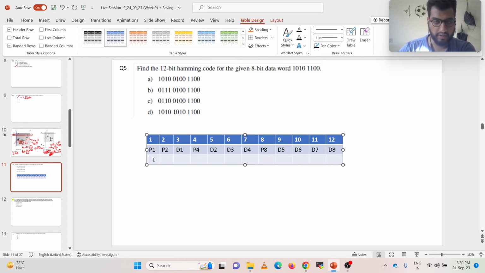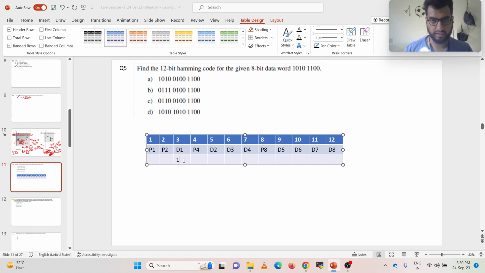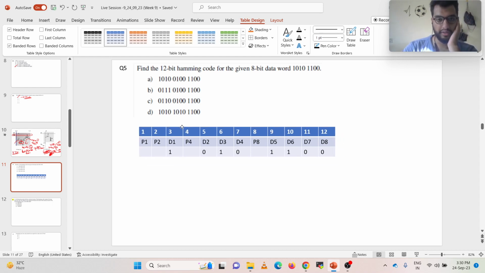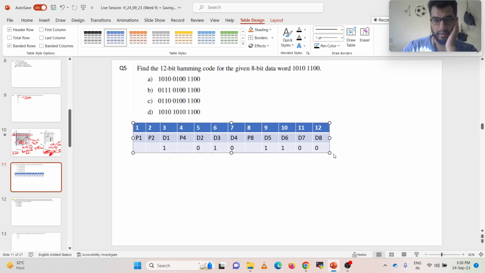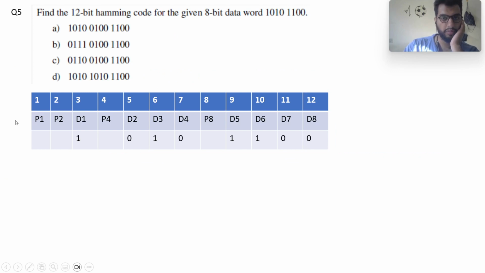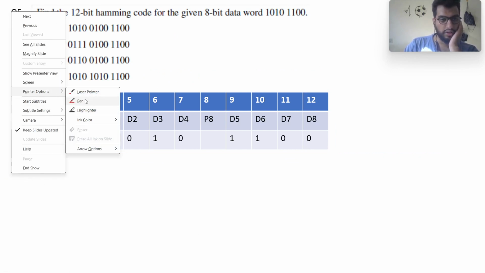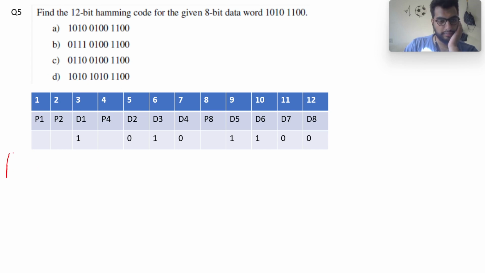Now here we don't know these values. Let me write the data first. That is 1 0 1 0, I'm just writing the data bits, and 1 1 0 0. Now we need to figure out these P1, P2, P4, and P8. So how can we find those values?